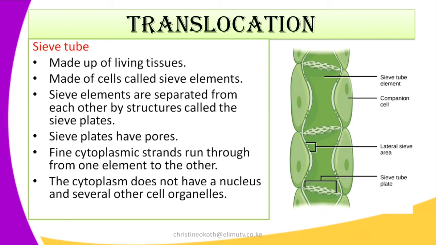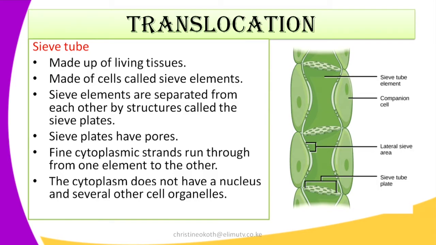So let us start by looking at the sieve tube. We have an illustration there showing the sieve tube element just adjacent to the companion cells. The sieve tubes are made up of living tissues. They are made up of cells which we call the sieve elements. The sieve elements are separated from each other by a structure we call the sieve plate. If you look at the illustration, you can locate where the sieve plates are. These plates are made of perforations, or holes, in between them.